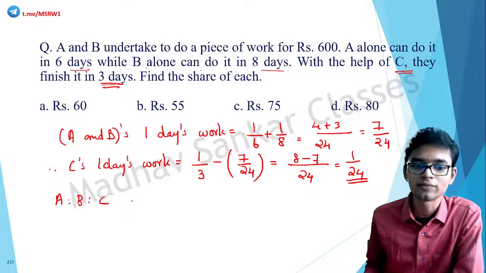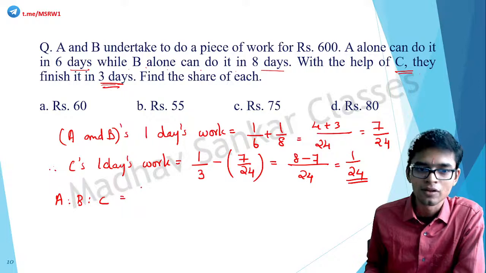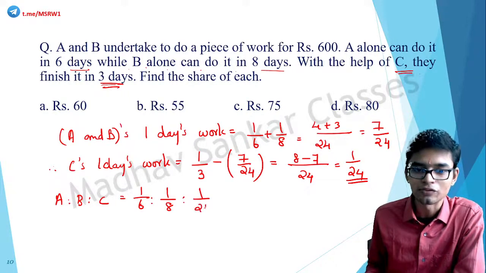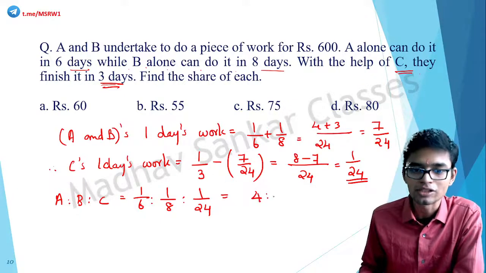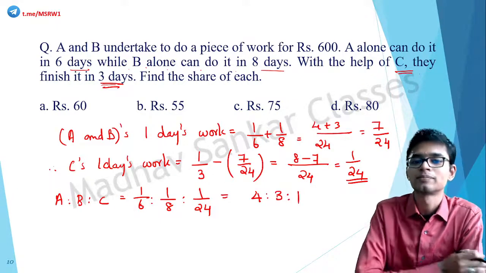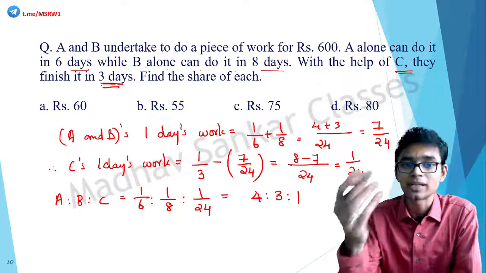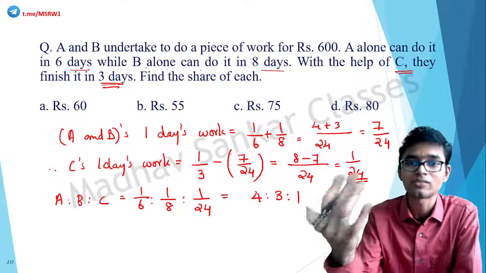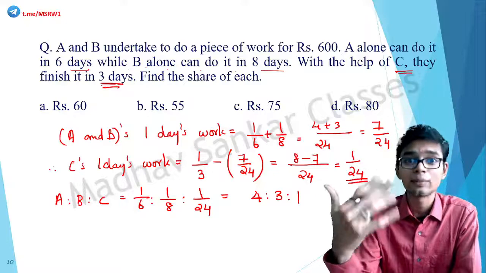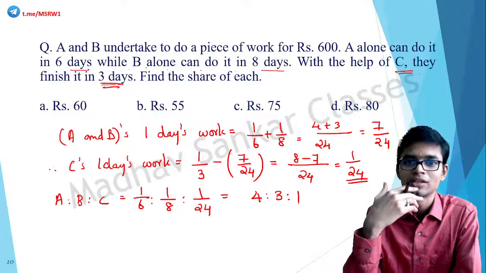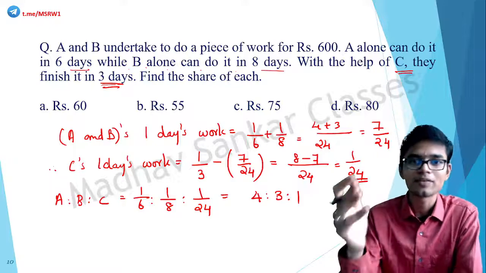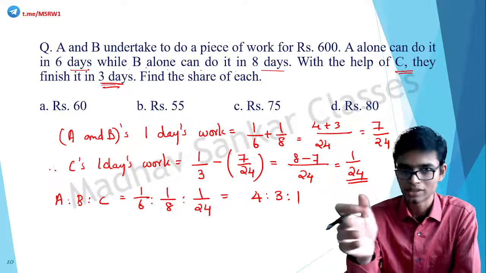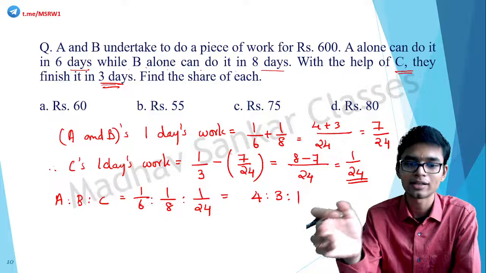So A is to B is to C, that is the ratio of their work, is how much? 1 by 6 is to 1 by 8 is to 1 by 24. Correct? And this is equal to 4 is to 3 is to 1. A's work is 1 by 6, B's work is 1 by 8, C's work is 1 by 24. So A is the most efficient one here. So that is why the ratio reciprocates. A gets a bigger value. 4 is to 3 is to 1. 6 is to 8 is to 24. So that is 4 is to 3 is to 1.